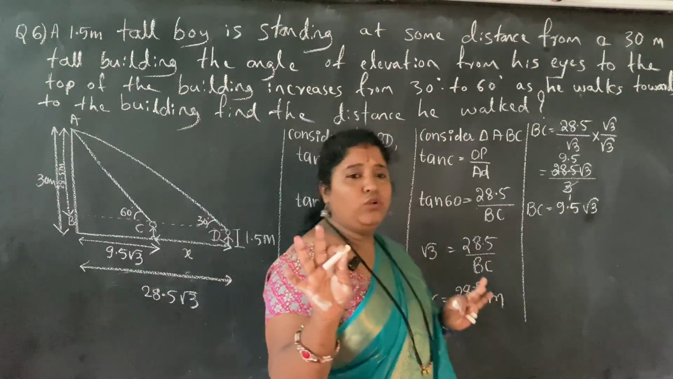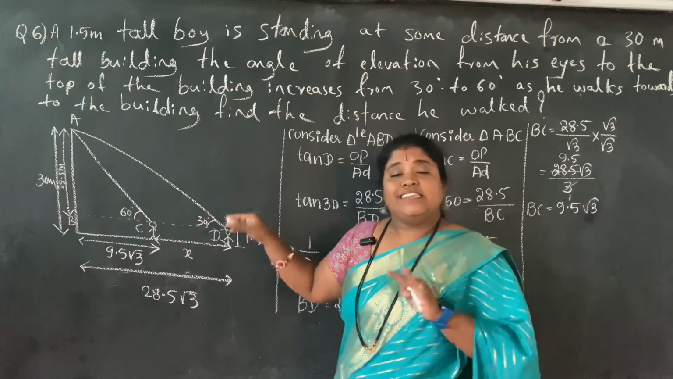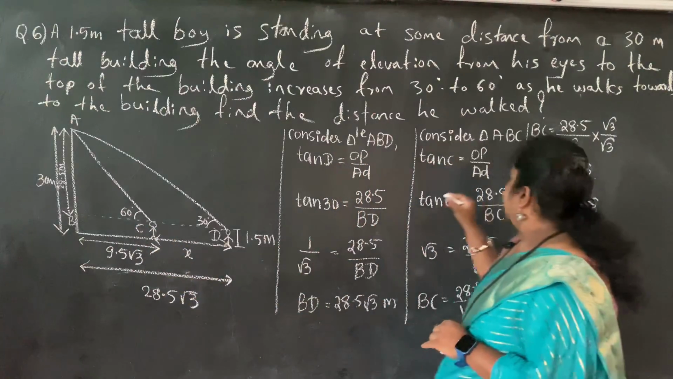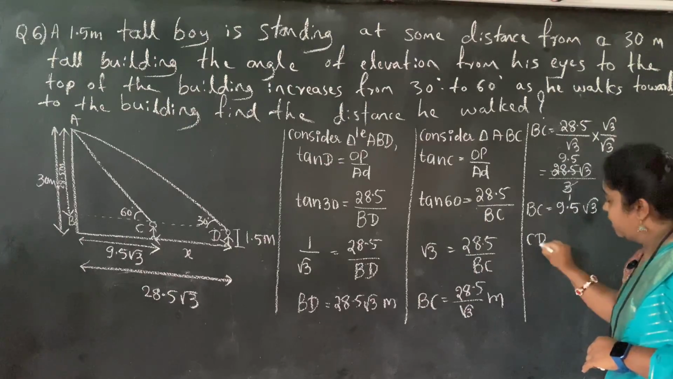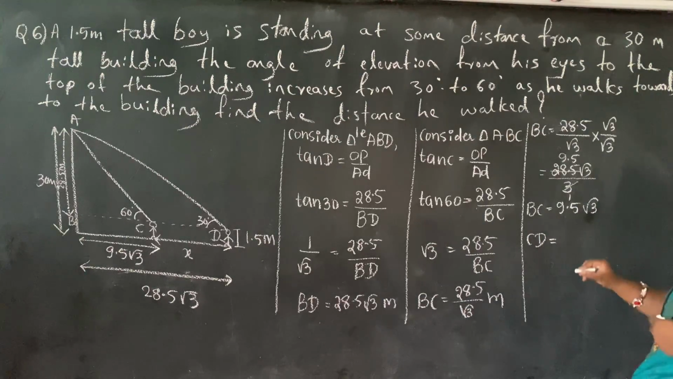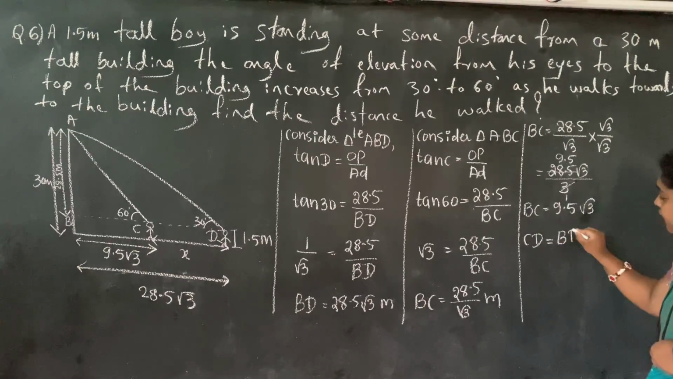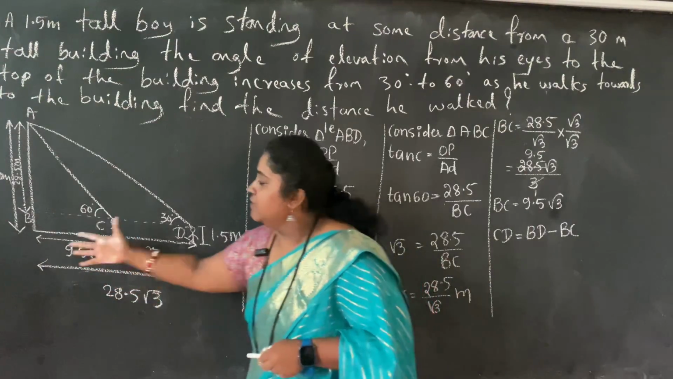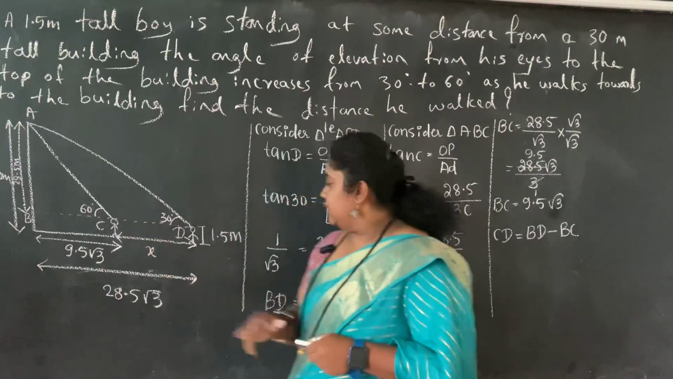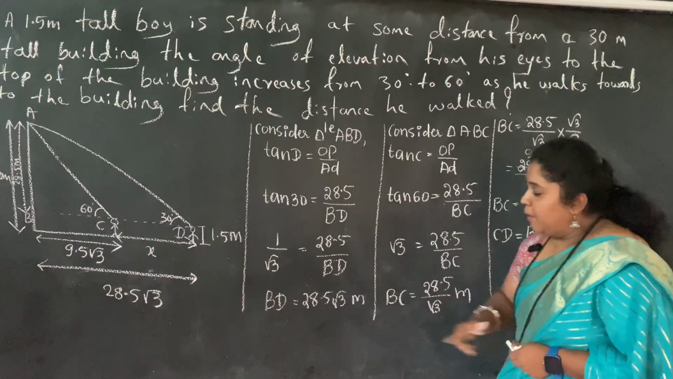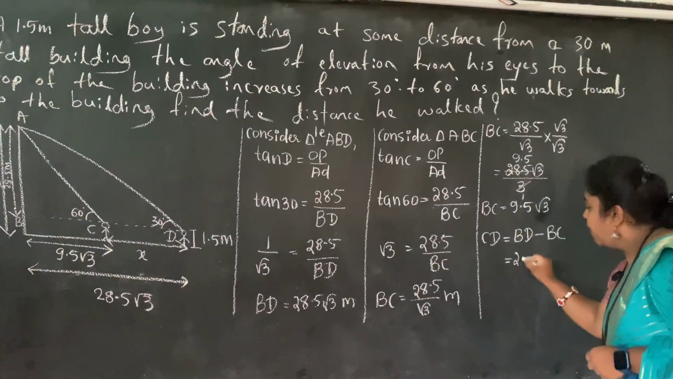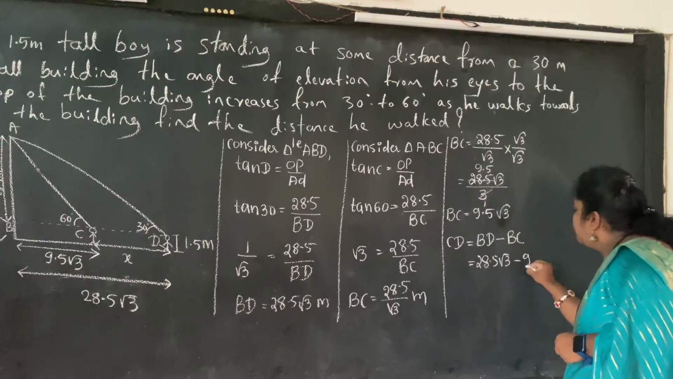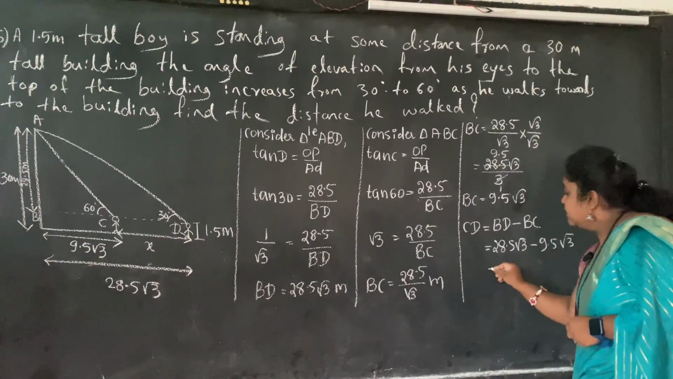Now, if I want the CD value, CD is nothing but the distance that the boy has walked. So to calculate CD, what do I do, dear? I'll write BD minus BC. Is it not? Because this whole minus this part automatically would give me the required distance. Isn't it, dear? So what is the BD value I have? BD I have 28.5 into root 3, minus BC, which I have as 9.5 root 3. Subtracted, dear.